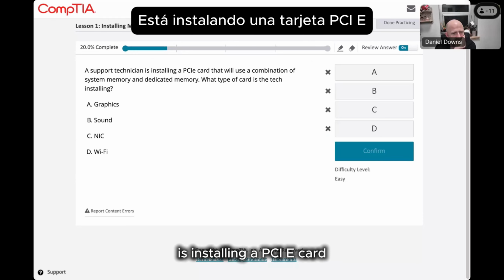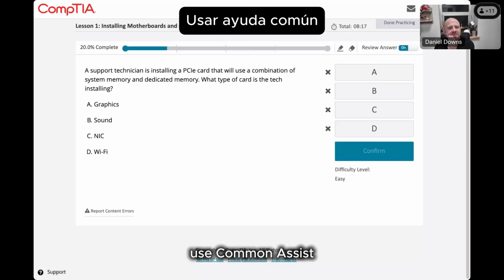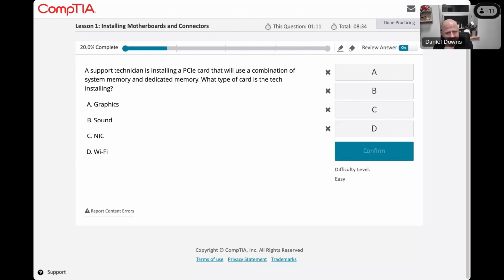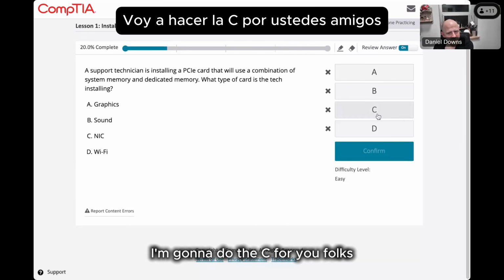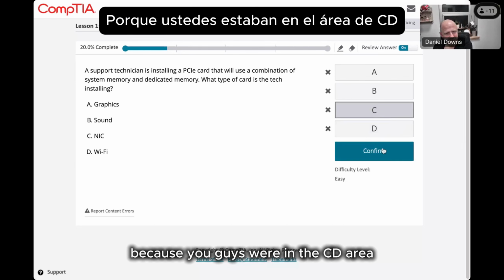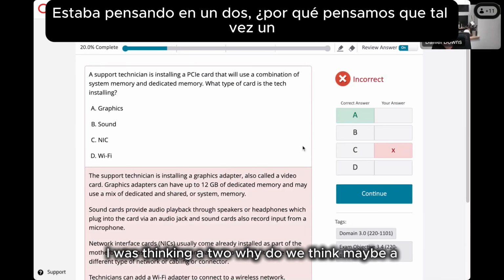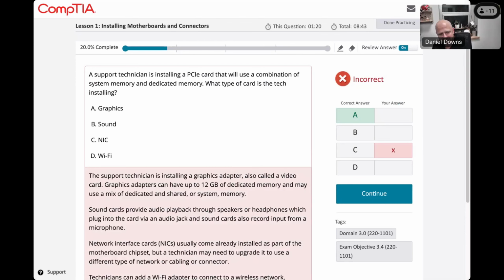Anyone else want to chime in? We got D. People are really feeling the D or the C. I'm going to do the C for you folks because you were in the C and D area. Let's see how we do. Oh, I was thinking A too. Why do we think maybe A?